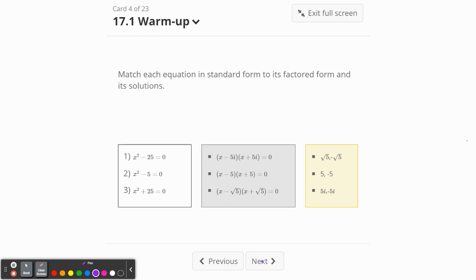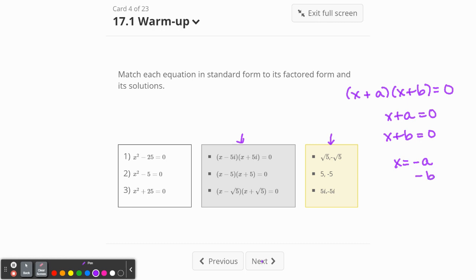Okay, let's go ahead and check our answers. So in matching these all together, there's a couple different ways you could go about matching these. My method is I want to match the factored form to the solution first. Since I know that if two factors multiply to give me 0, then that means that one of them or both of those factors have to equal 0, which means I can easily solve where x in this case equals negative a and negative b.